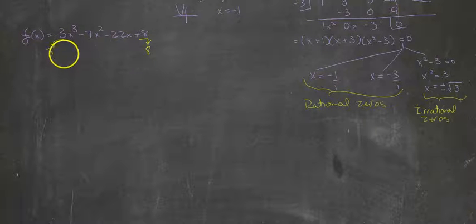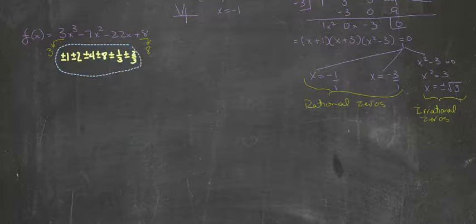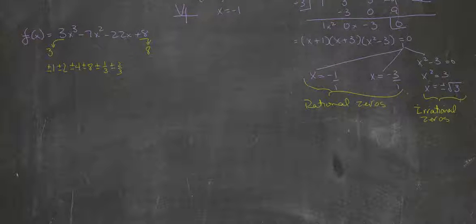So we have possible zeros are plus and minus 1, plus and minus 2, plus and minus 4, plus and minus 8, plus and minus 1/3, plus and minus 2/3. Holy moly, I'm running out of room here. Plus and minus 4/3, and plus and minus 8/3.